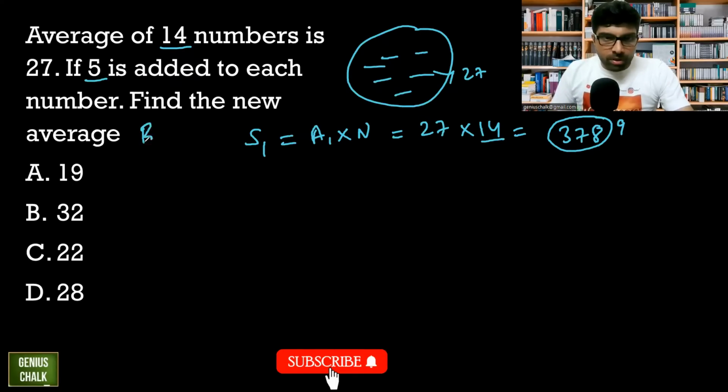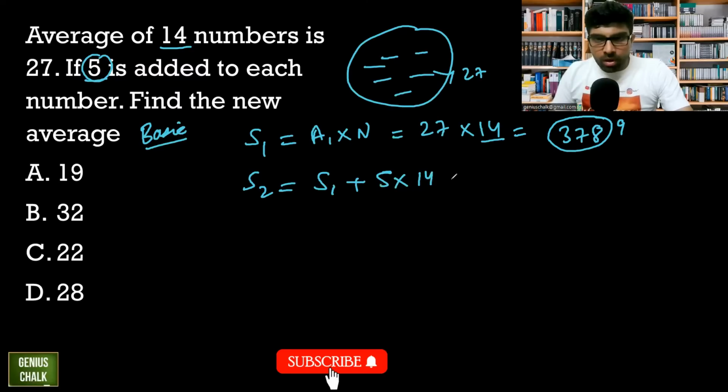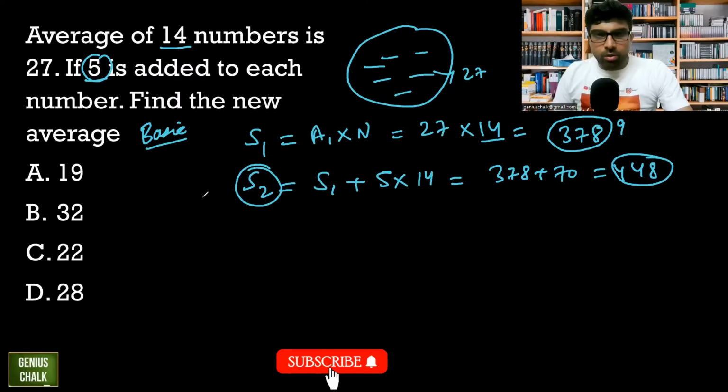I am doing the first basic method just to understand the concept. The new sum will be the older sum plus, I am adding 5 in 14 numbers. That means 378 plus 70. So how much will that be? It will be 448. This is my new sum.